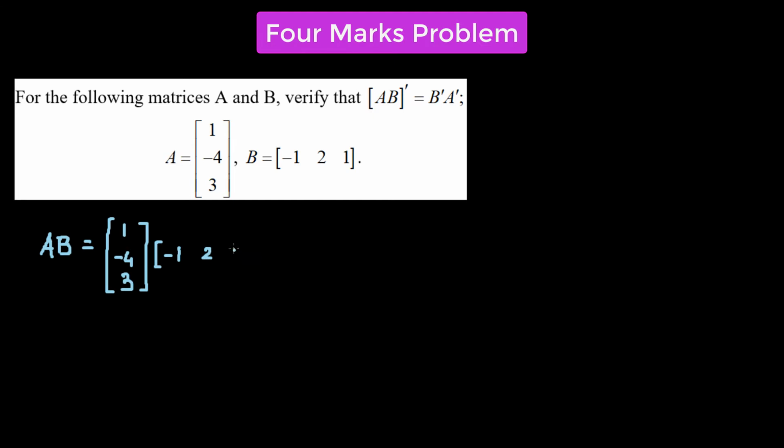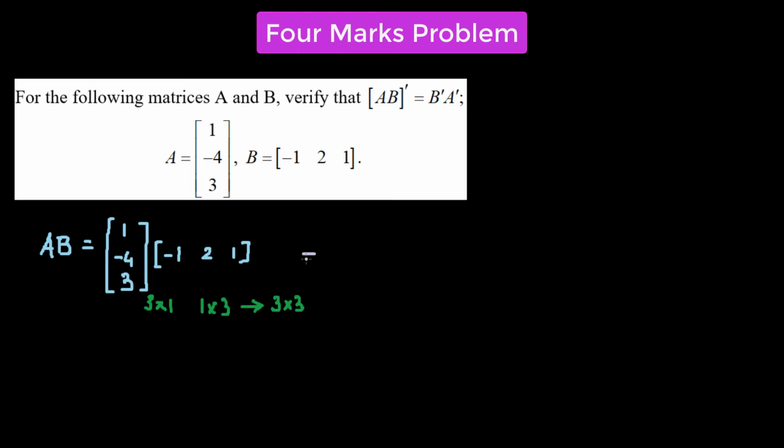negative 1, 2, 1. Now, as you can see, matrix A is of order 3 cross 1, while matrix B is of order 1 cross 3. Since the number of columns of the first matrix A is equal to the number of rows of matrix B, multiplication is possible, and after multiplication the new order of the matrix is going to be a 3 by 3 matrix. So let's perform the multiplication.